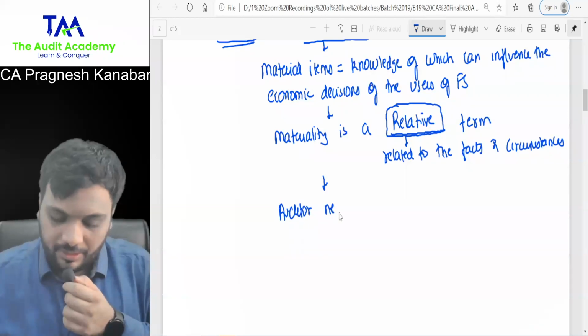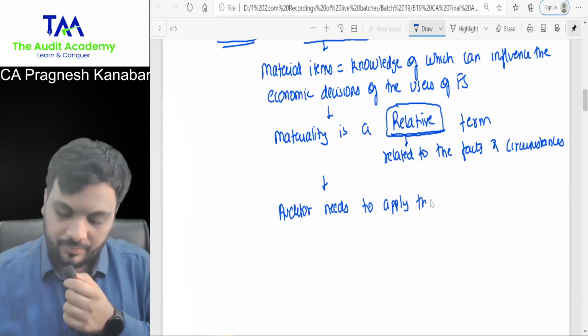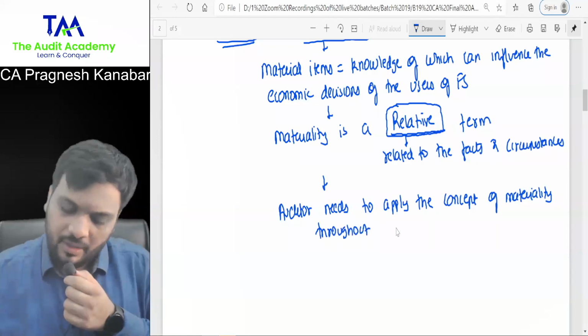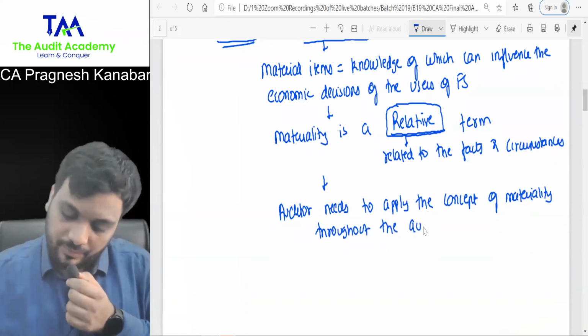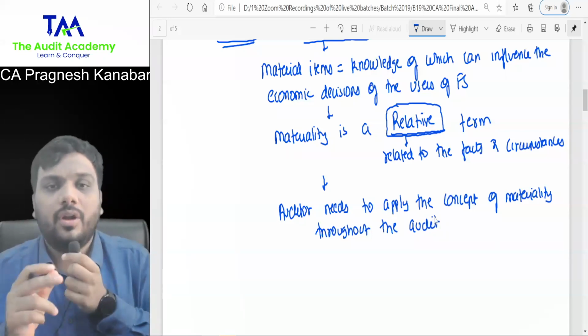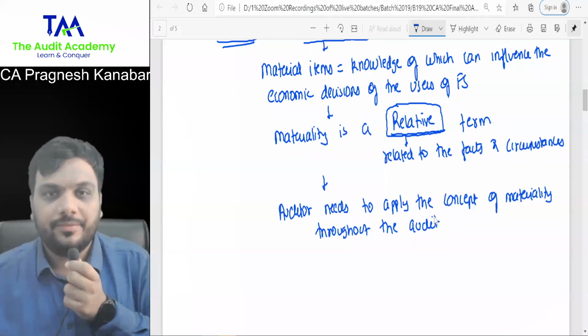Okay. Now, obviously, auditor needs to apply the concept of materiality throughout the audit. Right from start till the end, auditor will have to continue to apply the concept of materiality.